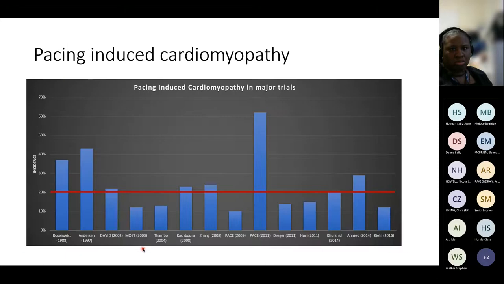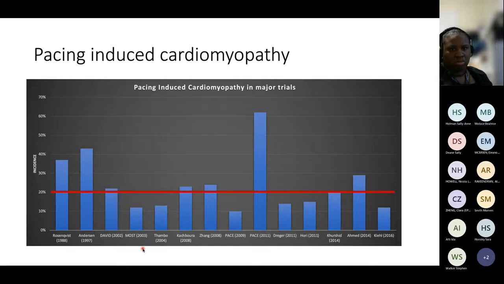I'll actually skip forward to the pacing-induced cardiomyopathy. Pacing-dependent is your typical person. And this is just a big list of trials of pacemakers that have looked at LV function dropping off over time with pacing burden.